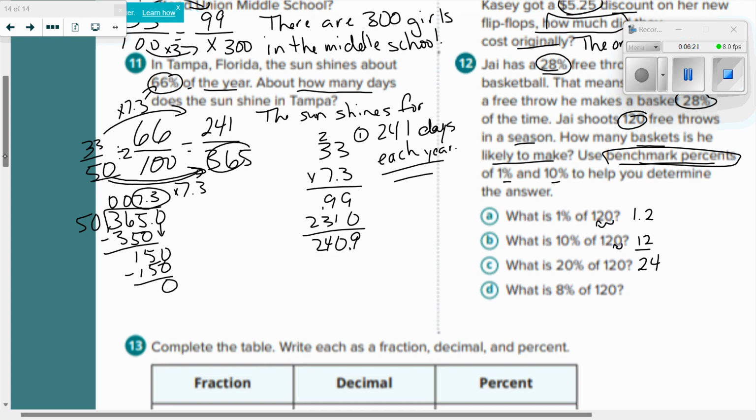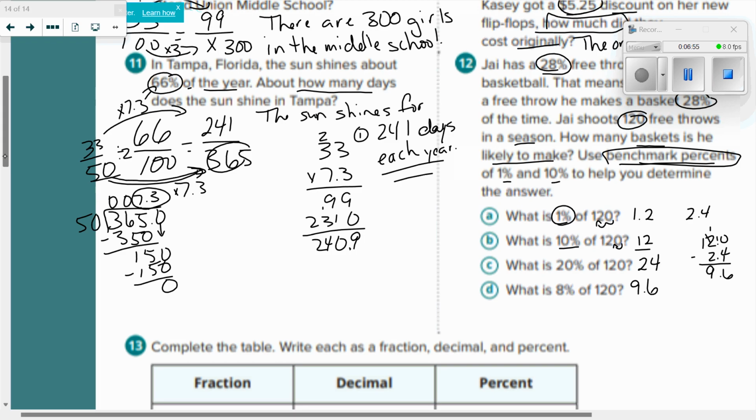So my 8% is a couple different ways to do it. To me, the easiest would be to take the 10% and subtract 2 ones. You could also do 5%, which would be half of this, and add 3 ones, whichever way you want to do it. But so 1.2 double that is going to be 2.4. So we take the 12, subtract 2 and 4 tenths. That's going to give me 9 and 6 tenths. So 8% is going to be 9 and 6 tenths.